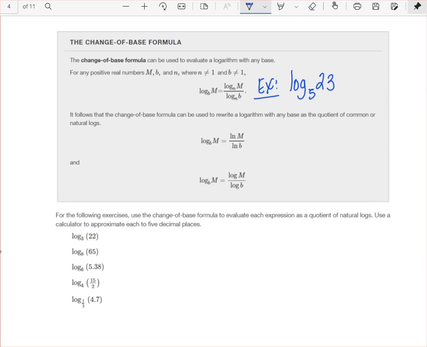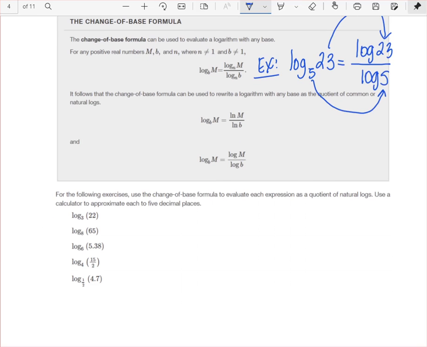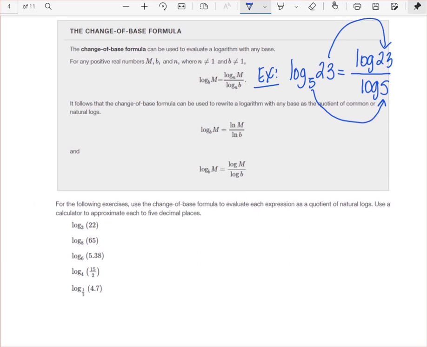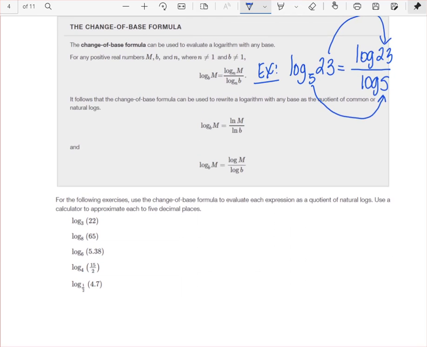So if you're trying to evaluate this in the calculator, you could do log of 23 over log of 5. The base is always in the bottom and the number on the top. And that's how you calculate it if you don't have the Casio. If you have the Casio, you just plug it in.